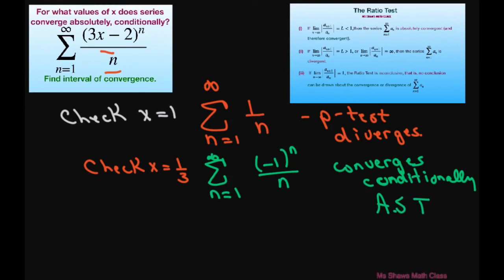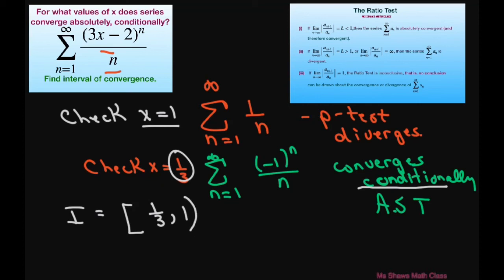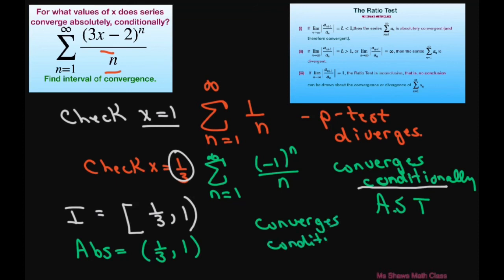So therefore, the interval of convergence equals, since it converges at 1/3, it can equal 1/3. Since it diverges at 1, it can't equal 1. So that's going to be written like that. The series converges absolutely on the open interval from 1/3 to 1, and it converges conditionally at x equals 1/3.